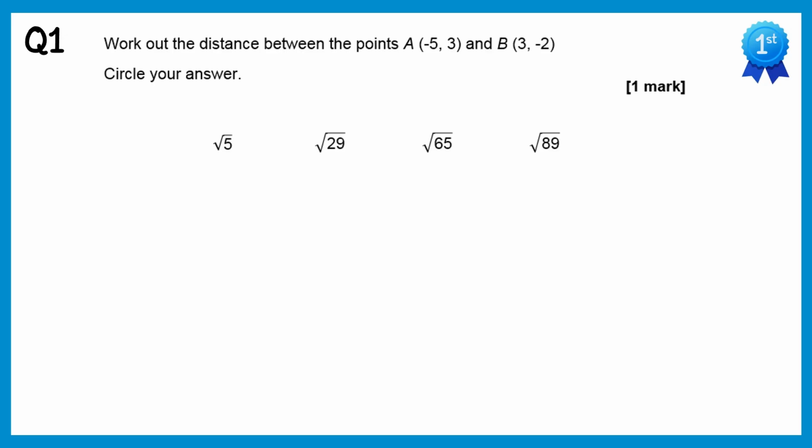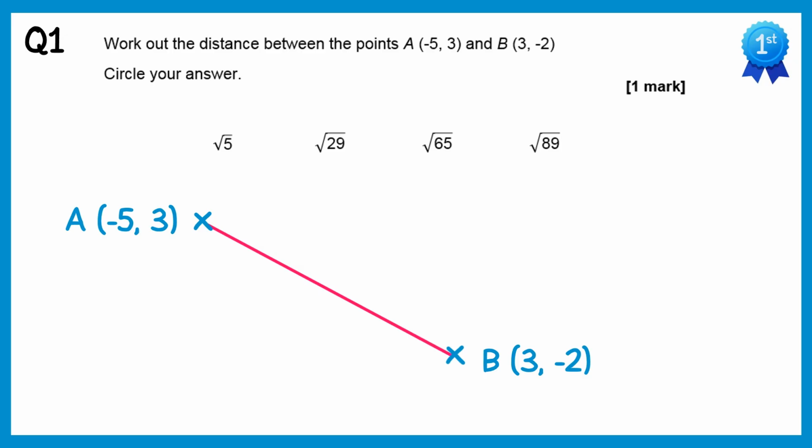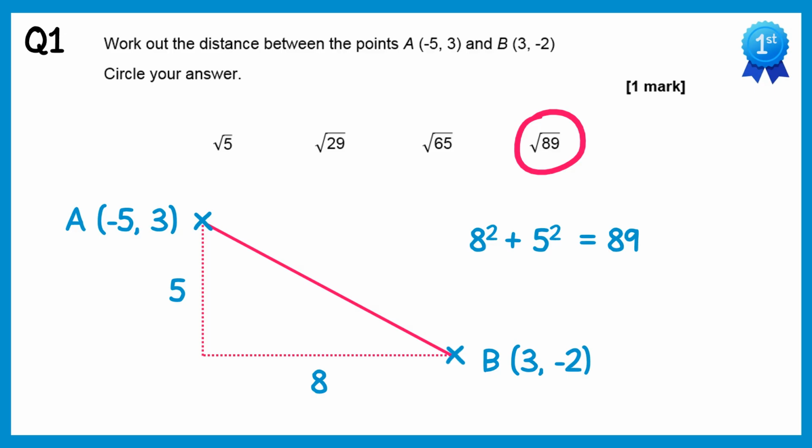For this question we have 2 points, A and B, and we need to find the length of the line joining them. To do this, I will draw this right-angled triangle. The difference in the y coordinates is 3 take negative 2, which is 5, and the difference in the x coordinates is 3 take negative 5, which is 8. We can now do Pythagoras. So 8 squared add 5 squared gives you 89, which means the hypotenuse is the square root of 89, so that's the answer.